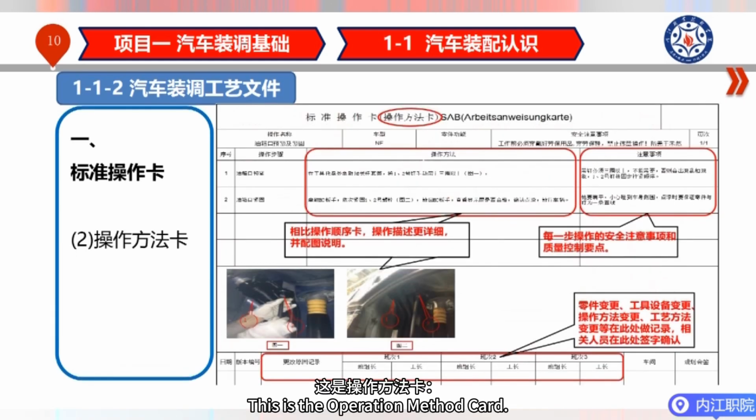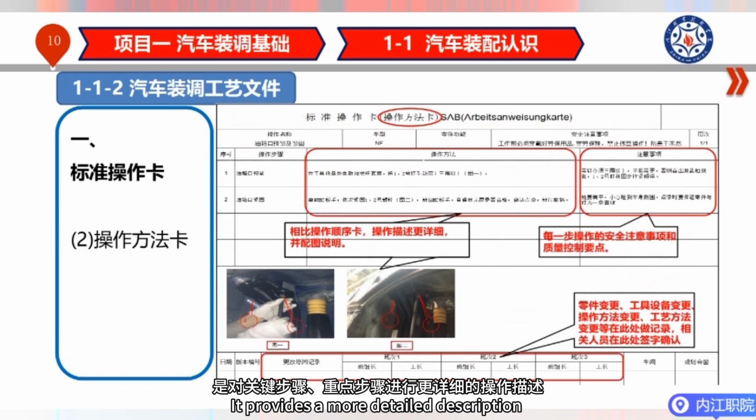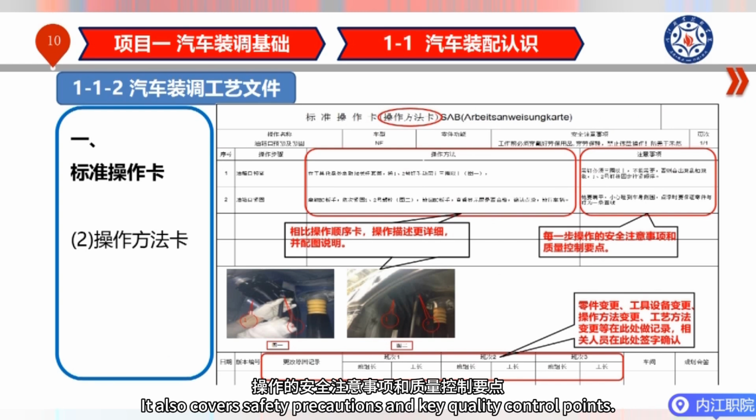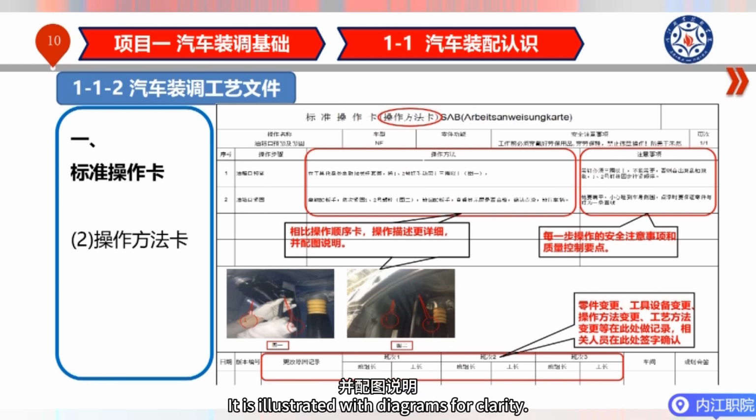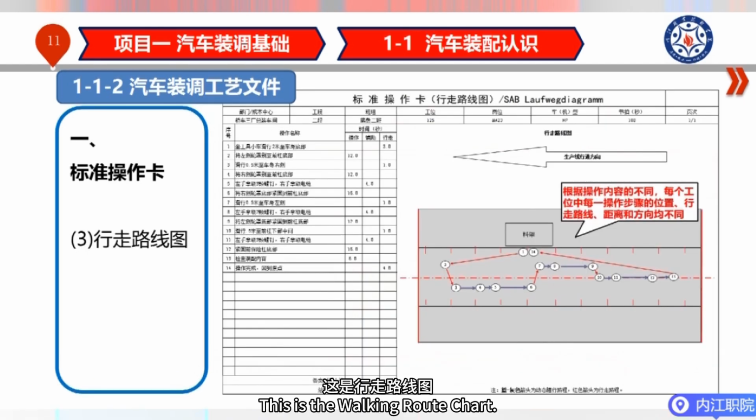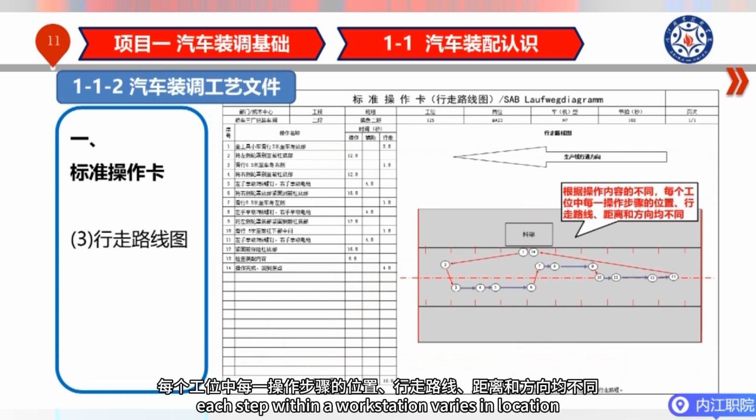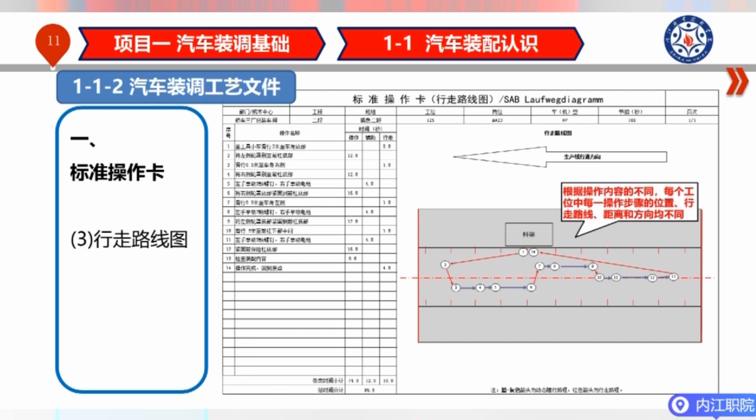This is the operation method card. It provides a more detailed description of key steps and critical operations. It also covers safety precautions and key quality control points. It is illustrated with diagrams for clarity. This is the walking route chart. Depending on the operation, each step within a workstation varies in location, walking route, distance, and direction.